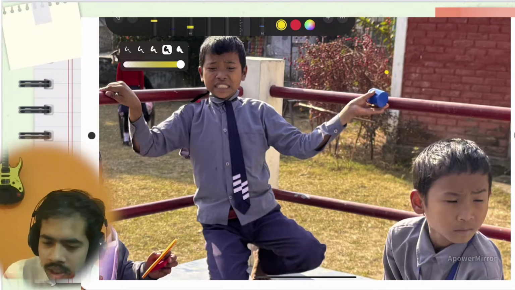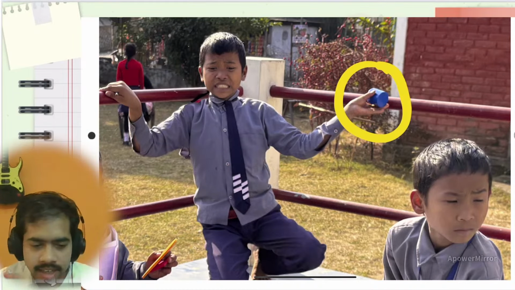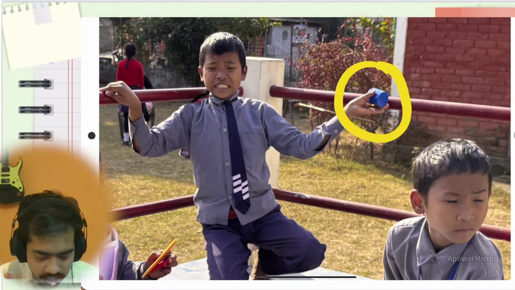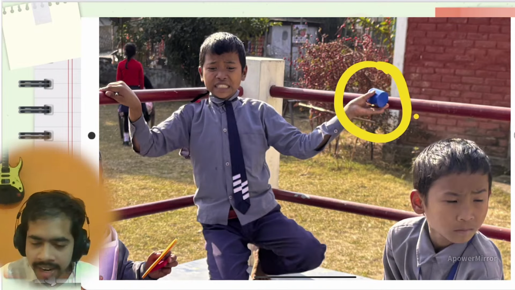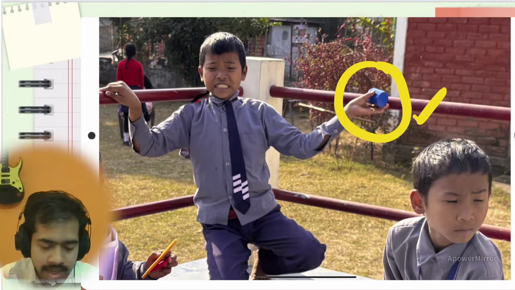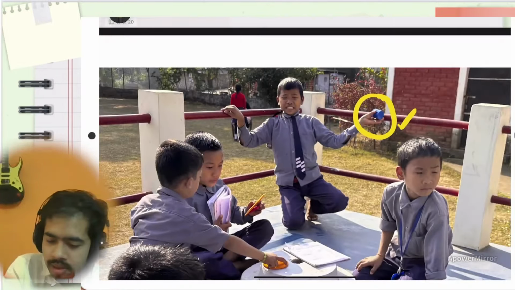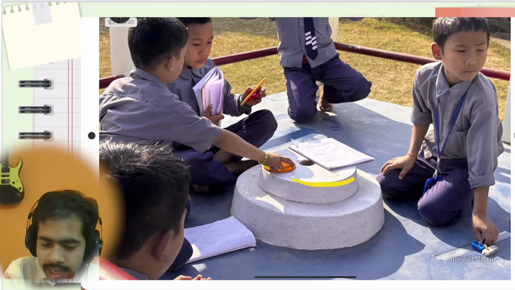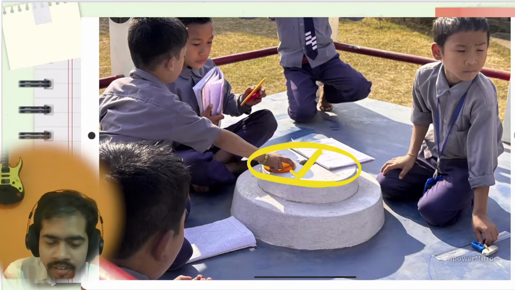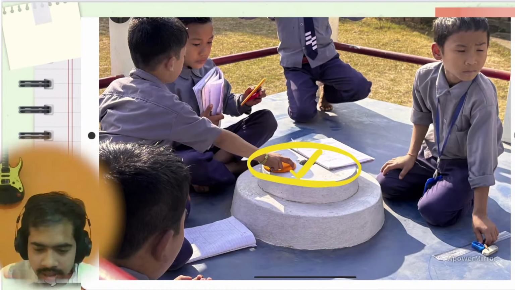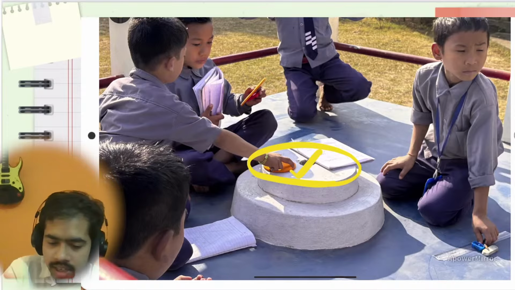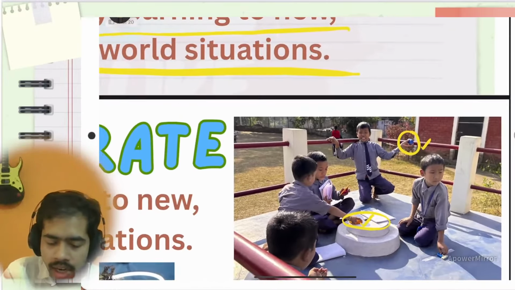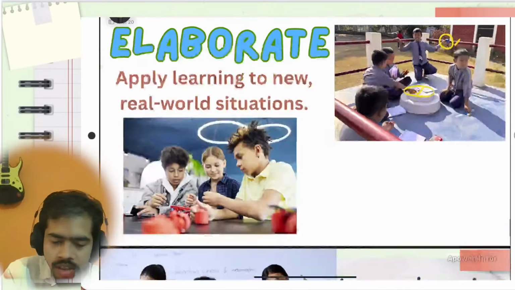See, this student is holding a cylinder and he is able to link his knowledge with the real world. He could find a cylindrical object nearby their school campus, and these students are assuming that this area is like a circle, and so they have adjusted their item with this circle. So they have linked. Again, this is another type of elaboration.